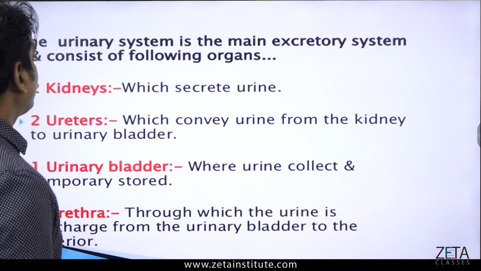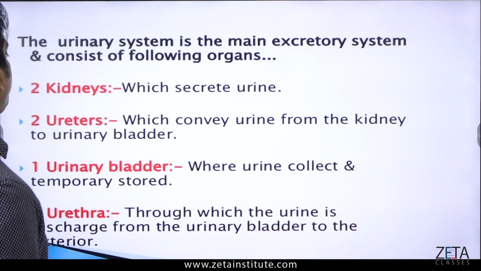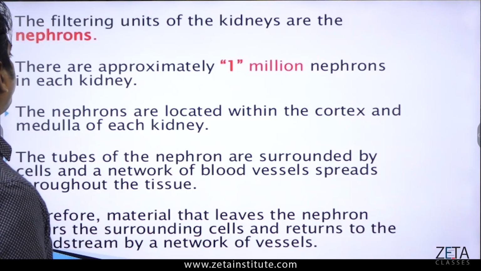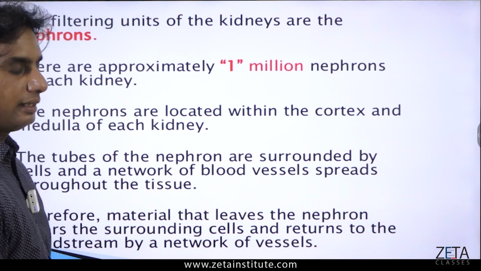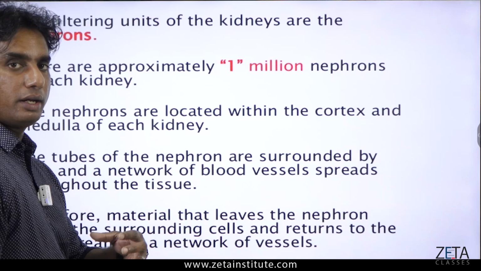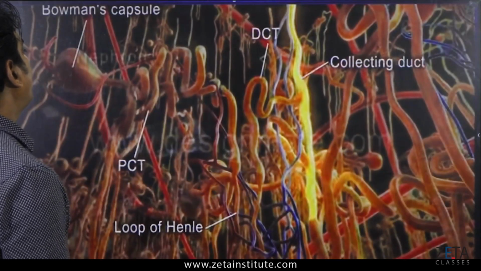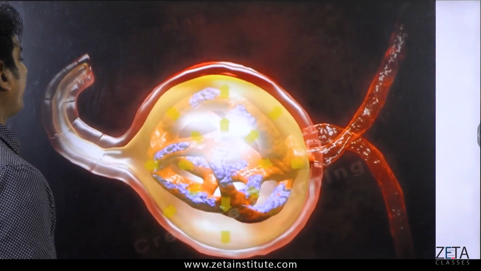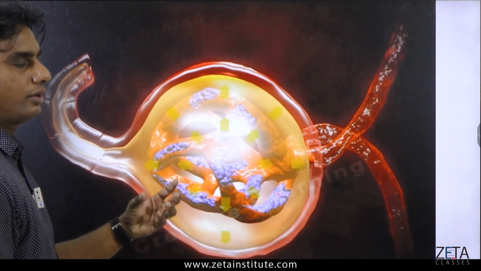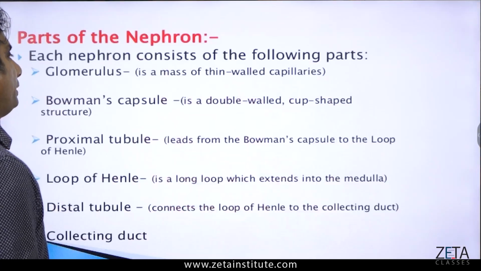Urinary system is the main excretory system. It consists of two kidneys, two ureters, one bladder and one urethra. This is how they look. Nephrons are present inside the kidney. When we see the anatomy of the kidney, the medulla and cortex, inner and outer part, we can see the nephrons. Loop of Henle, Bowman's capsule, these are structures present inside the nephron where the filtration happens.